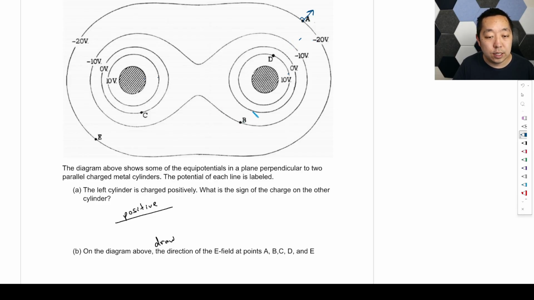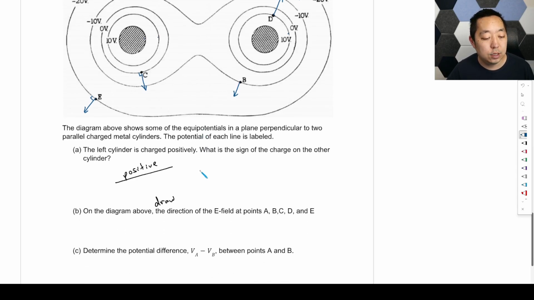B, let's see, this is higher potential, this is lower potential, and this is even lower, so it's going to point this way. C, it's going to point this way. Again, make a right angle. D, it's going to point from higher potential to lower potential that way. And then E is going to be this way. And again, all of them need to make this right angle, perpendicular to the equipotential lines.